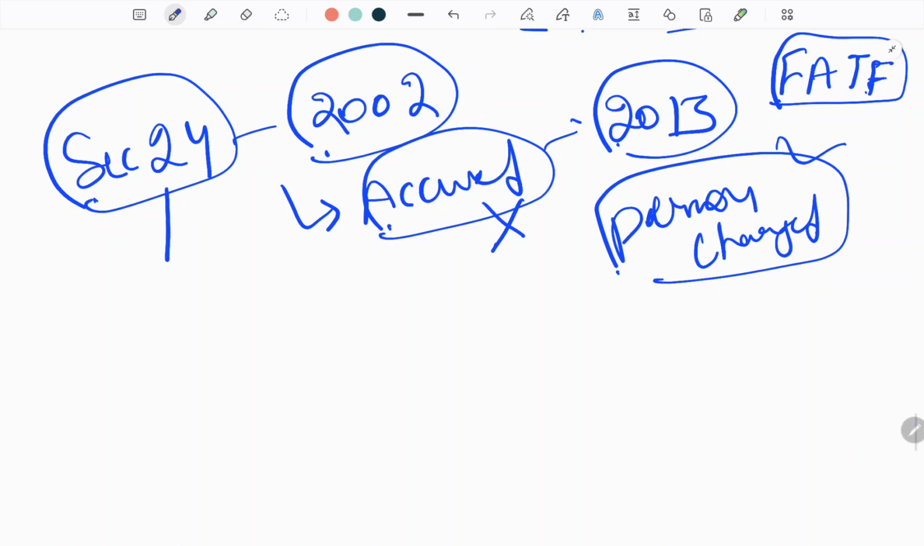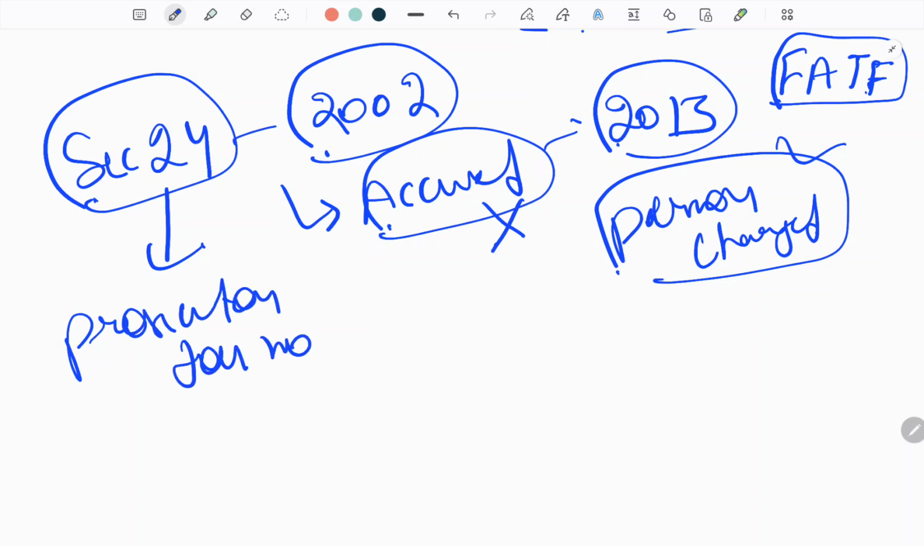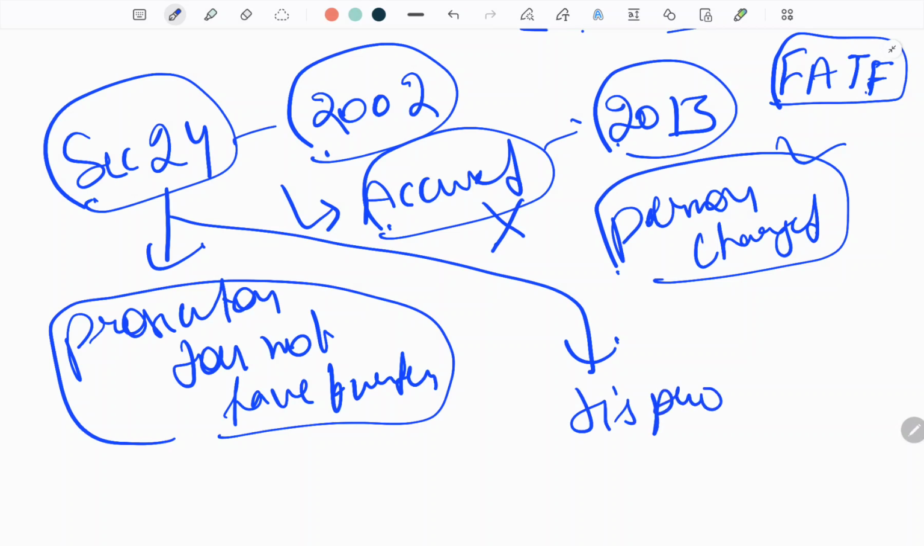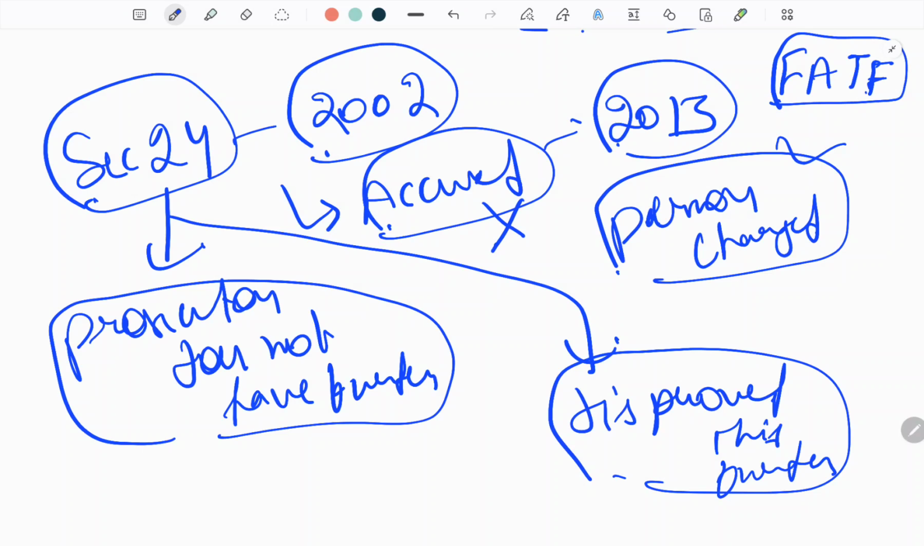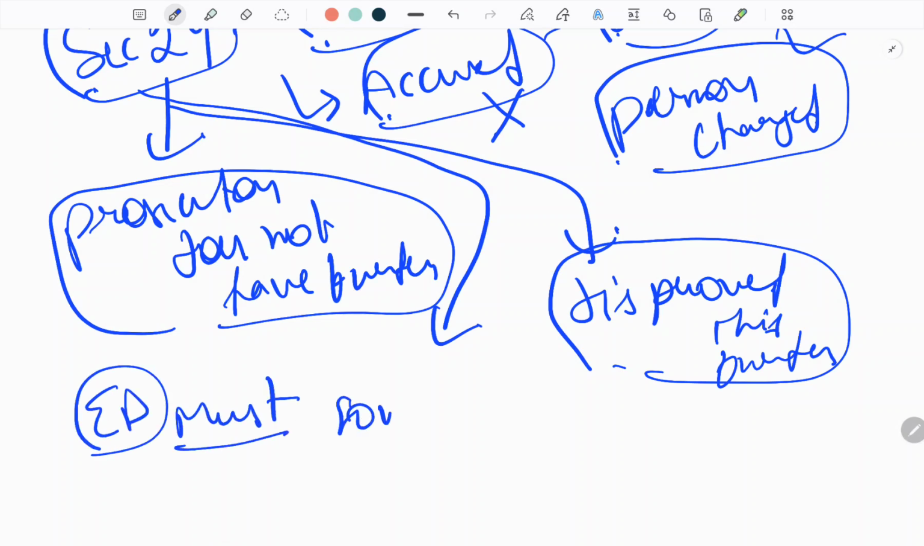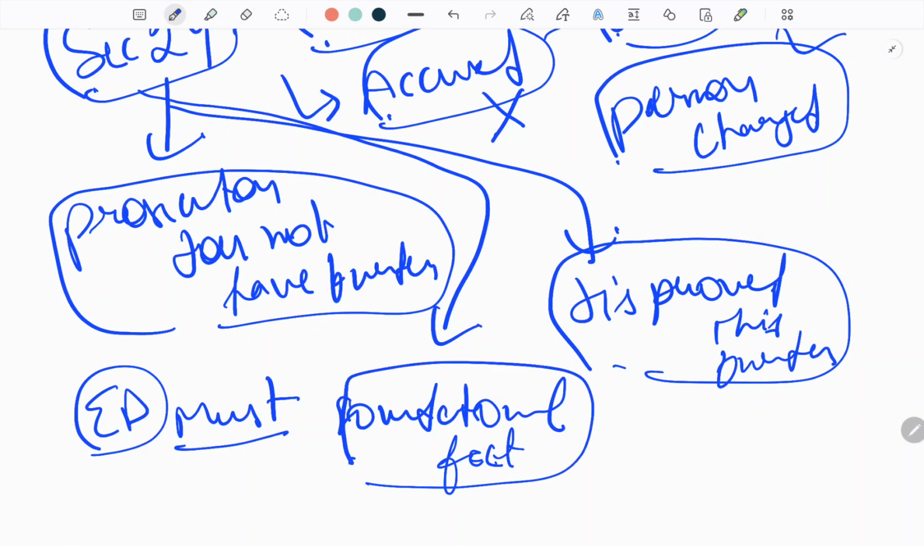So section 24 talks about the burden of proof. It says the prosecution does not have a burden to prove its case. It is upon the accused to disprove it. This is a reverse burden upon the accused. There are many judgments on it. Firstly, in Vijay Madan Lal Chaudhary versus Union of India, 2022, the Supreme Court said that, before section 24 kicks into effect, the ED must prove foundational facts. There are three foundational facts which have to be proved by the ED, even at the bail stage and at the trial stage.